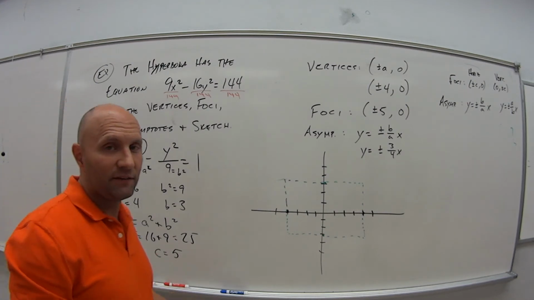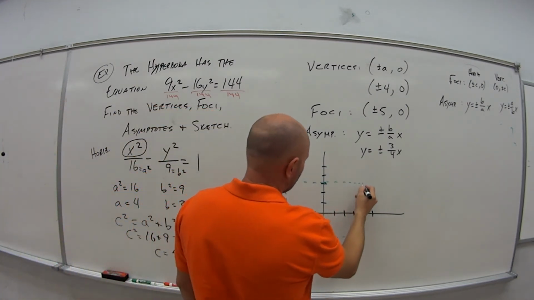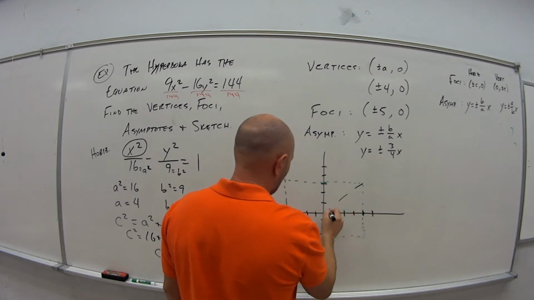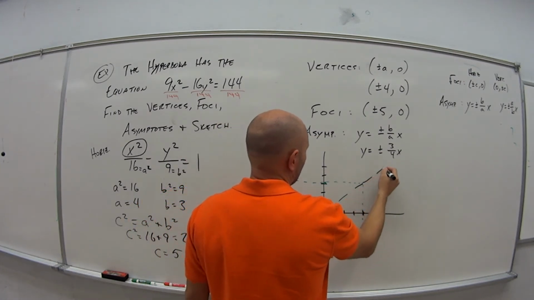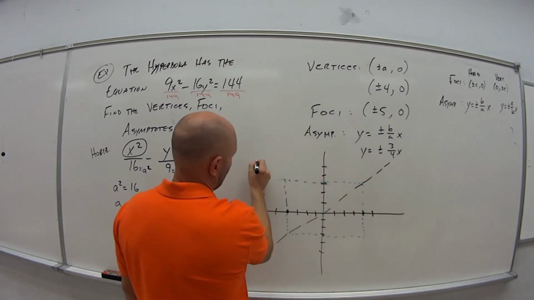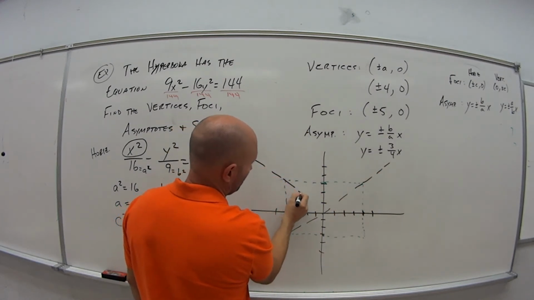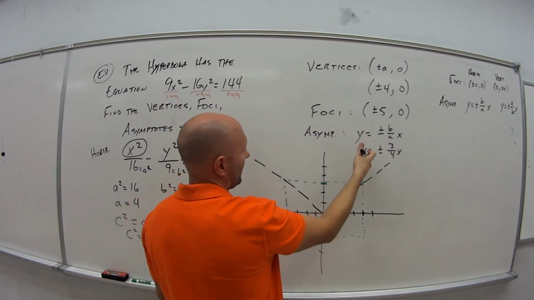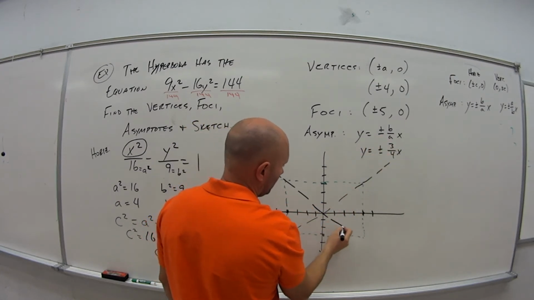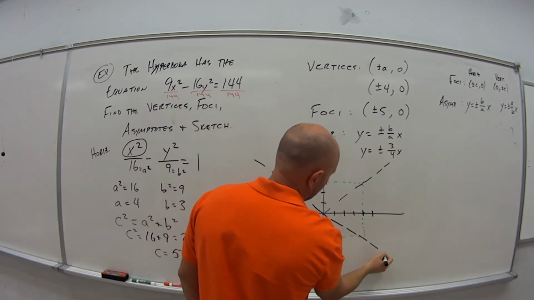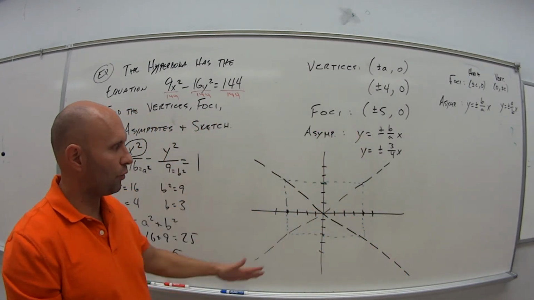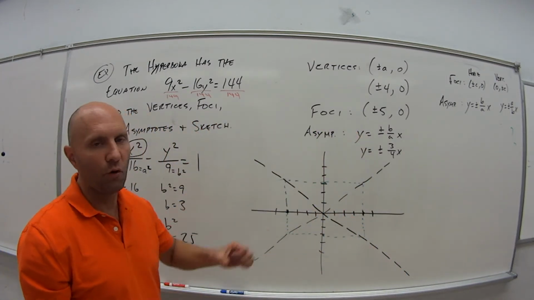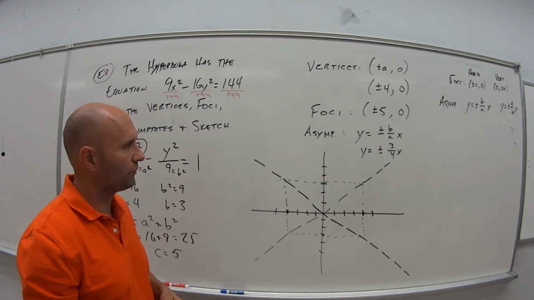Now, what's nice is that if we connect the corners of this box with our dotted lines, these are the lines for the asymptotes. So you don't have to worry about how you're going to graph y equals plus or minus 3/4 x. Once you have the box drawn, just connect the corners, making this X formation, and those are your asymptotes.